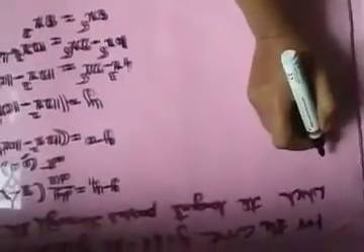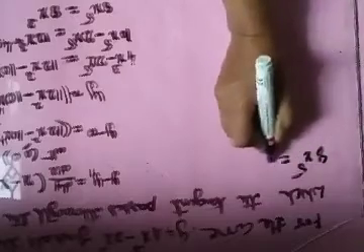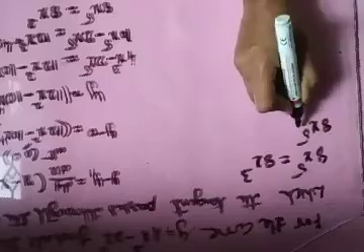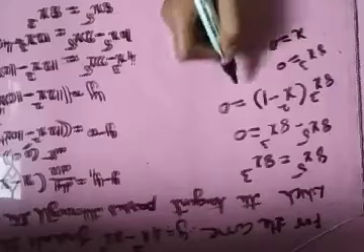Just I am continuing here. 8x raised to 5 is equal to 8x cube. 8x raised to 5 minus 8x cube is equal to what? 0. Take 8x cube as common. Left term is x square minus 1 is equal to 0. So 8x cube is equal to 0, x is equal to 0.